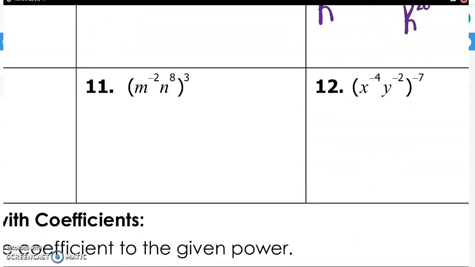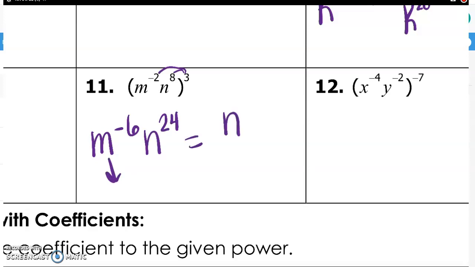Number 11, you're going to do each one separately. It's just like distributing. So m to the -6, n to the positive 24. So then the m needs to go to the bottom. N to the 24 over m to the 6th.